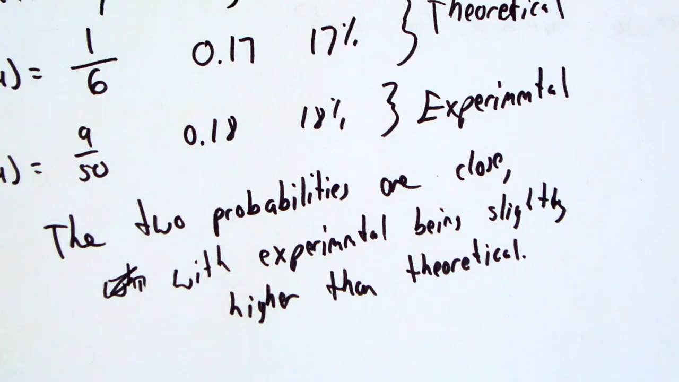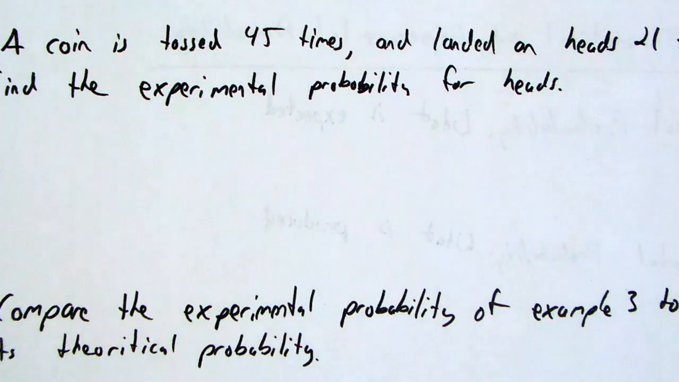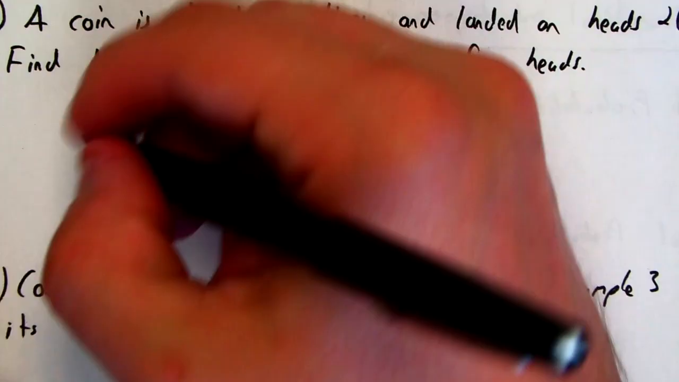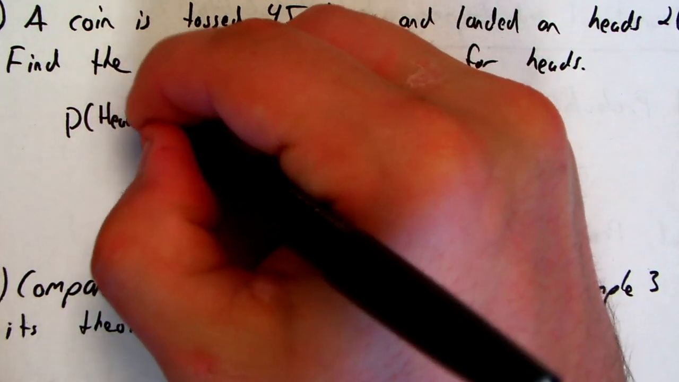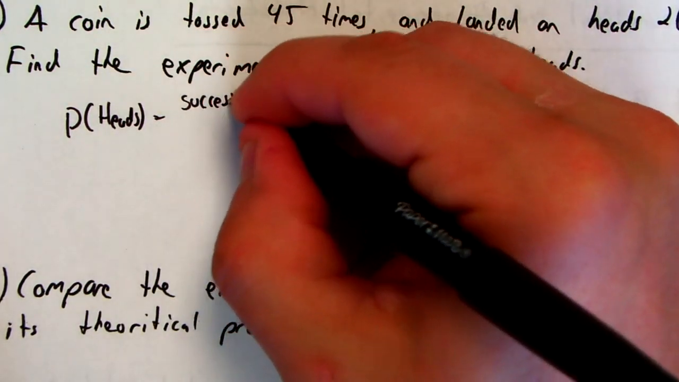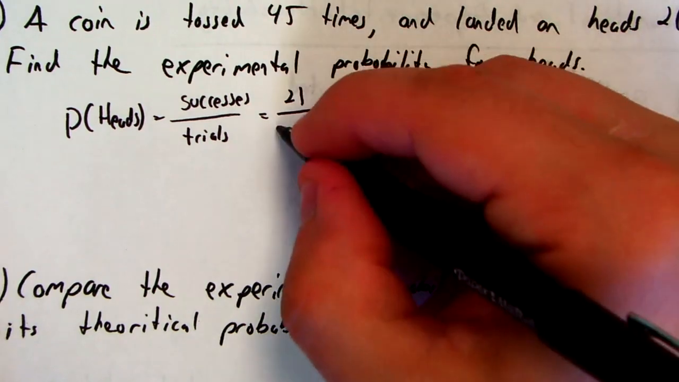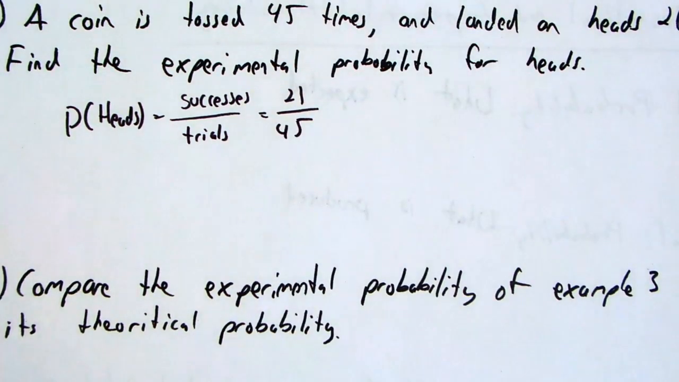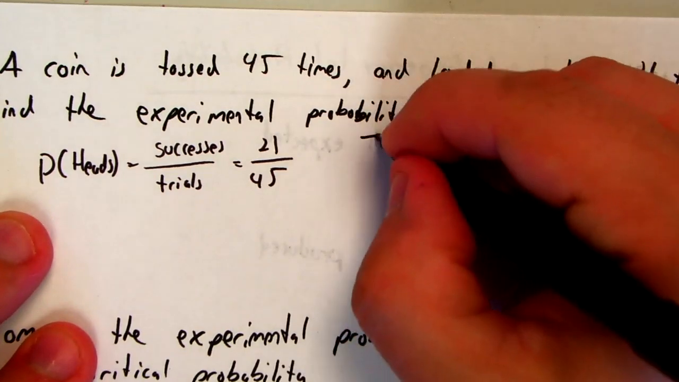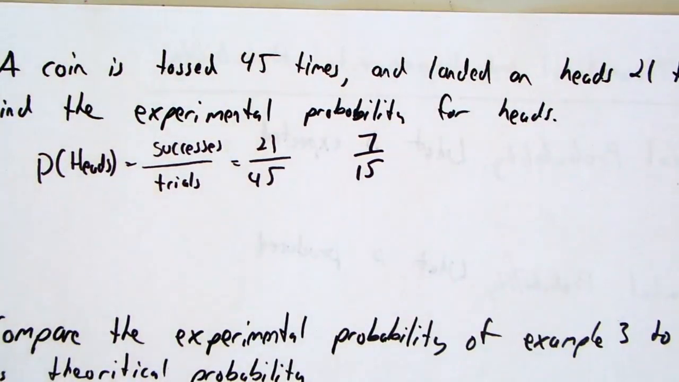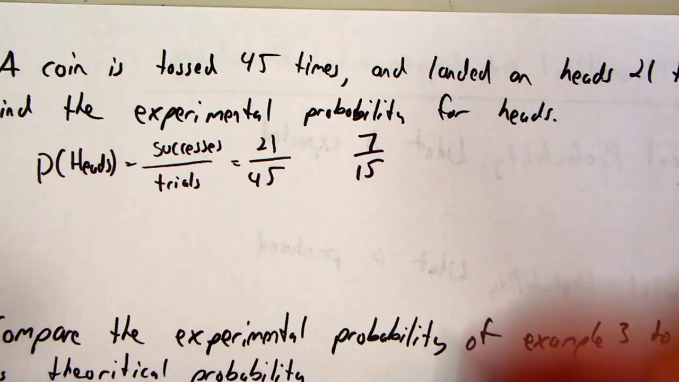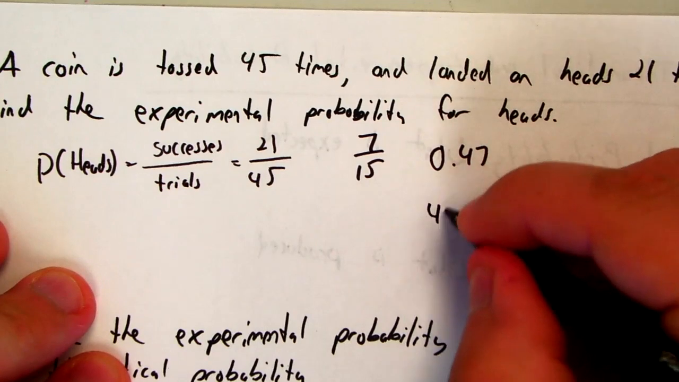Now, if we look at another example, this is something that we can very easily do. It says a coin is tossed 45 times and landed on heads 21 times. Find the experimental probability for heads. So, probability for heads, again, is successes divided by trials. And there are 21 times we landed on heads out of 45 total times. Now, 21 and 45 both have a common factor of 3, which means that this is really going to be 7 out of 15, which gets me 0.47 or 47%.